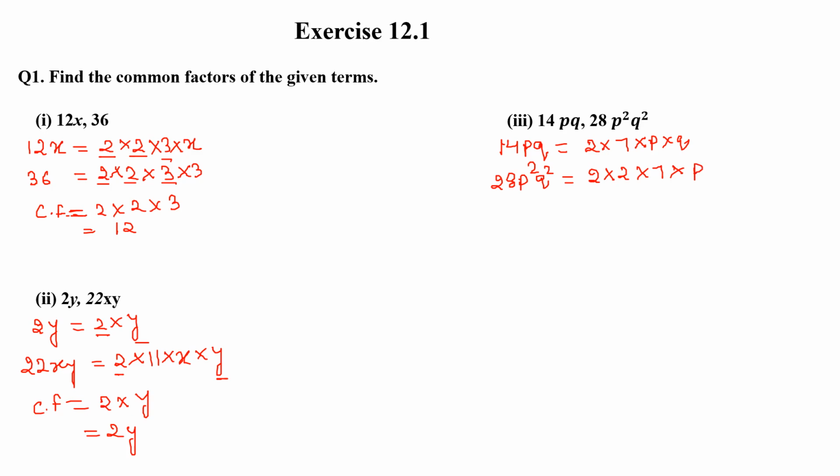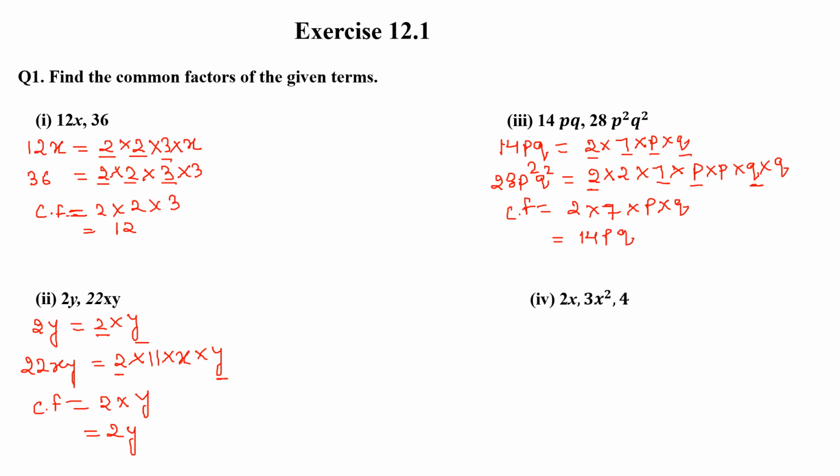Now P² is P into P and Q² is Q into Q. Now the common factor will be 2, and 2 is common, and then P and P is common, and one pair of Q is also common. So the common factor will be 2 into 7 is also common, 2 into 7 into P into Q. So it will give me 2 into 7, 14PQ. So this is the answer for the third one.